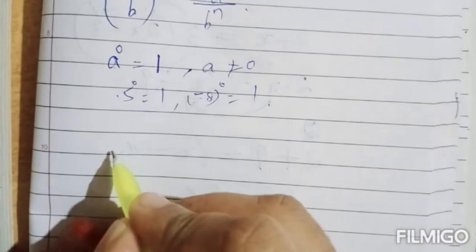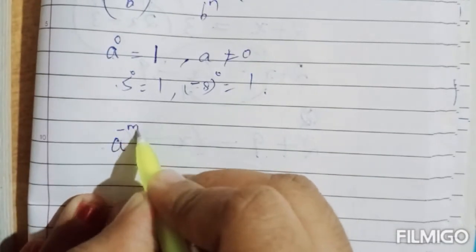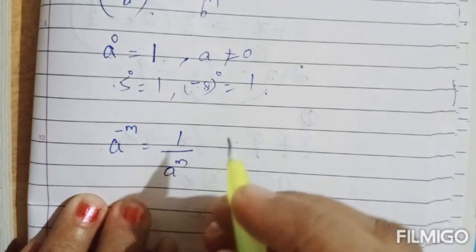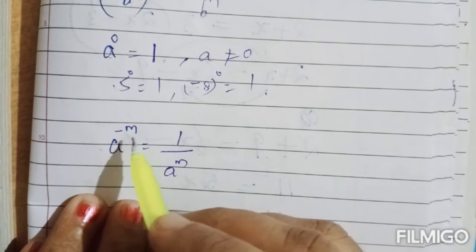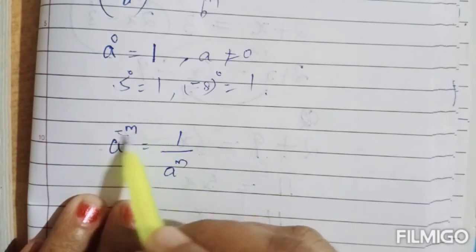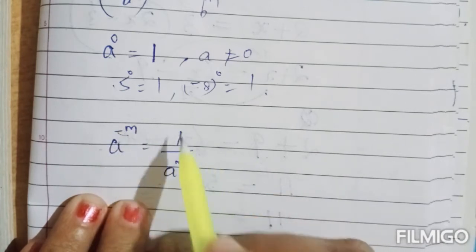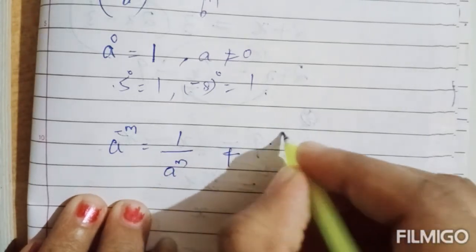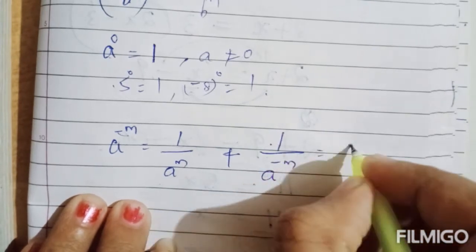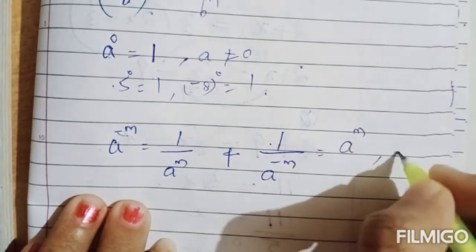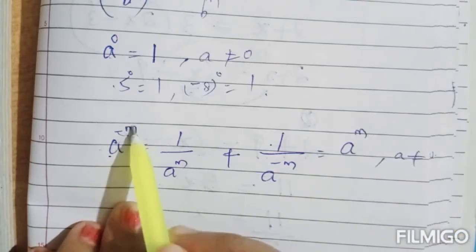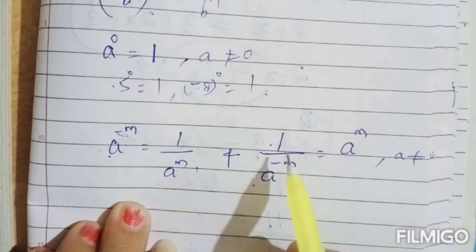Now fourth one. A raised to minus m equal to 1 by a raised to m. This we already studied. In order to change this negative, what we have to do? Take the reciprocal. 1 by a raised to m. And 1 by a raised to minus m, how we can write that? It is a raised to m. And here a not equal to 0. So a raised to minus m, it is 1 by a raised to m. And 1 by a raised to minus m, it is a raised to m.